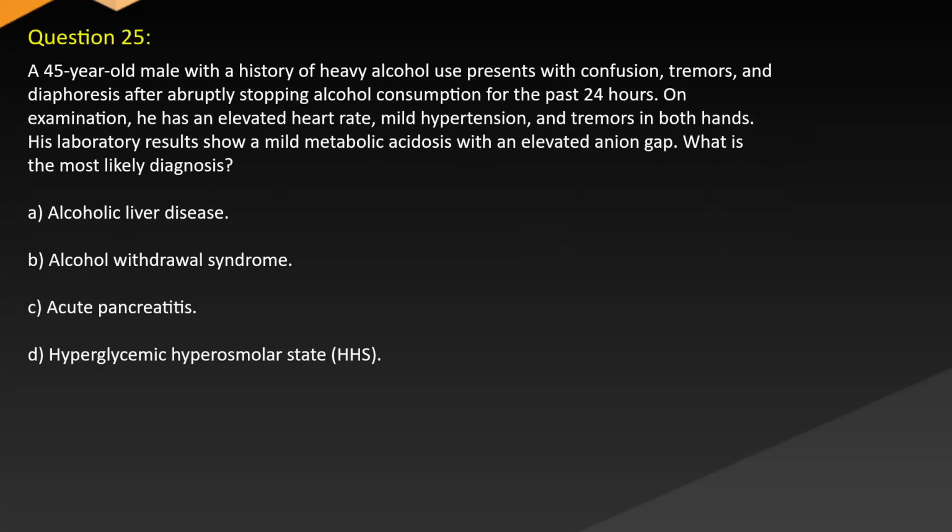A 45-year-old male with a history of heavy alcohol use presents with confusion, tremors, and diaphoresis after abruptly stopping alcohol consumption for the past 24 hours. On examination, he has an elevated heart rate, mild hypertension, and tremors in both hands. His laboratory results show a mild metabolic acidosis with an elevated anion gap. What is the most likely diagnosis?